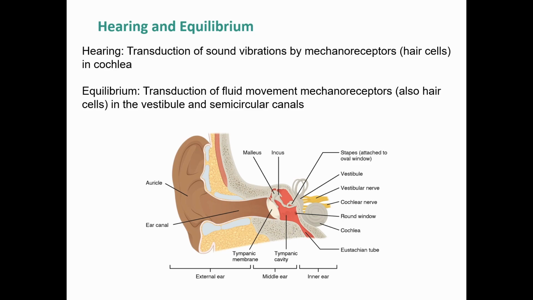So when we say hearing, what we're talking about is the transduction of sound vibrations. So vibrations in the air, basically, by mechanoreceptors. So we're using mechanoreceptors or hair cells in the cochlea. We're using the same type of things, mechanoreceptors, in the vestibule and semicircular canals with equilibrium. But with equilibrium, we're looking at the transduction of fluid movement, right? So sound vibrations are going to be converted into fluid movements as well for hearing. Equilibrium, there is no air, there is no sound vibration, it's just straight fluid movement.